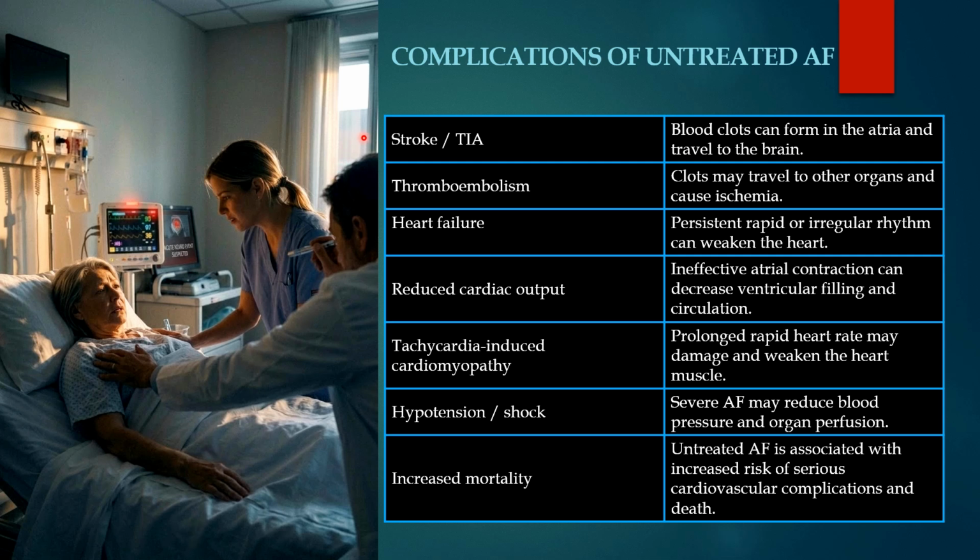So the first thing is stroke or transient ischemic attack, as we have discussed in the previous slide. Blood clots can form in the atria and travel to the brain. If it travels to other organs, it can end up with ischemia, that is thromboembolism. Heart failure: persistent, rapid or irregular rhythm can weaken the heart. Reduced cardiac output: ineffective atrial contractions can decrease ventricular filling and circulation.